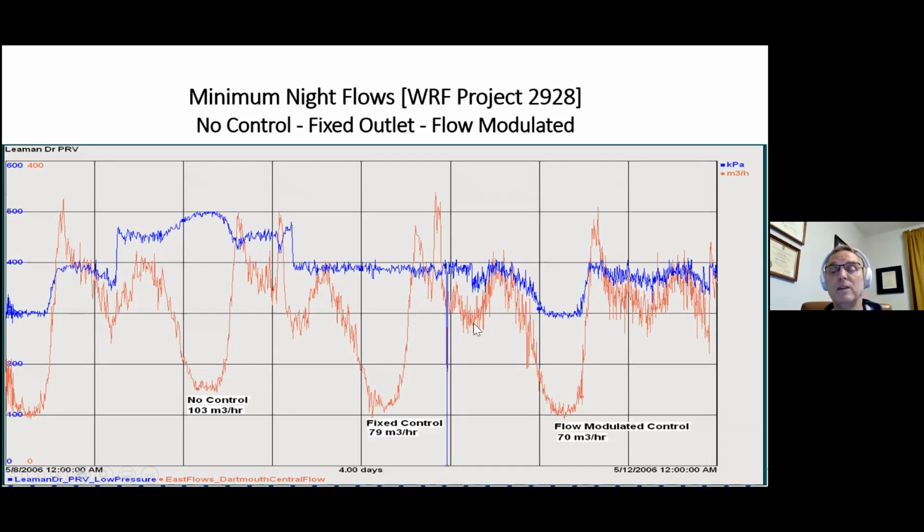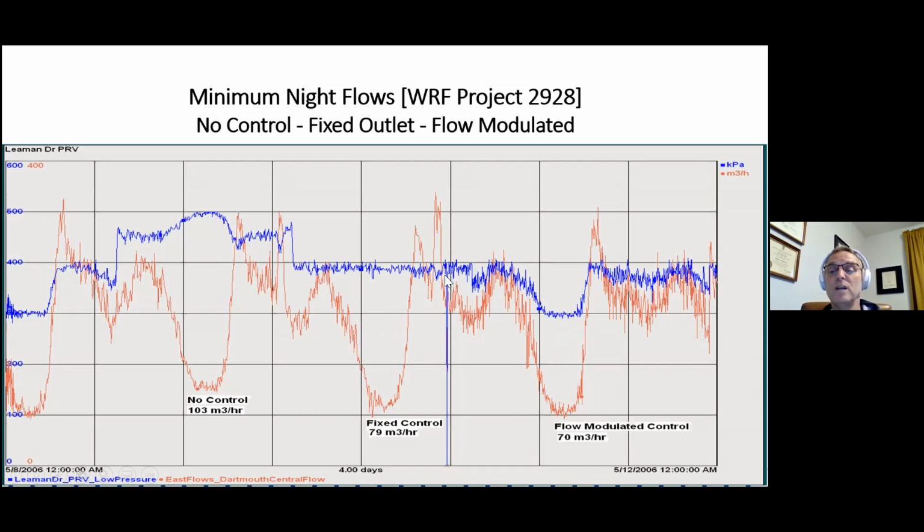The flow modulated method, which is the advanced method, shows you where you can actually save leakage all day long. Because not only will you find it at nighttime, and you can see here that the flow now goes down to 70 cubic meters per hour. And look what happens to pressure. You intentionally drop the pressure. And that's why if you drop the pressure, you have that corresponding drop in flow. The pressure flow relationship. Here it is again in real time.